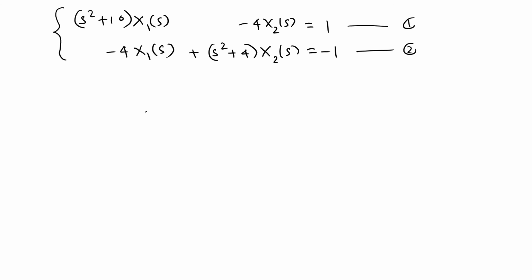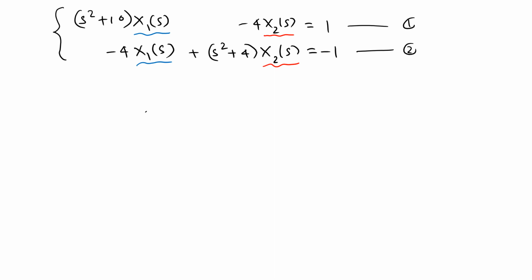So this is the Laplace equations, the new system after substituting the values. Now the goal is to eliminate one of those variables. You can either remove the x1 term or the x2 term. So there are two terms, x1 here or x2 here. It's just up to you. Just remove one of them.